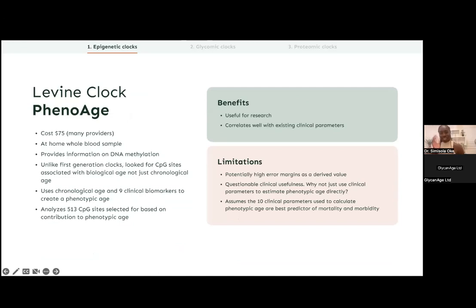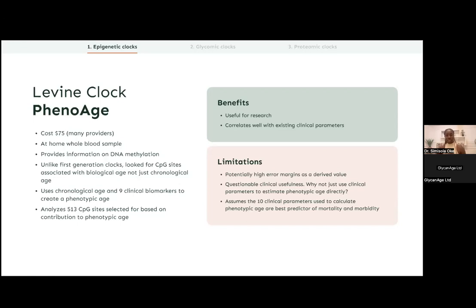Finally, this is the last epigenetic clock I'm going to speak about, so we will move on. We have the Levine clock. So Levine, again, is another really big name in this space. And the clock associated with Levine is the PhenoAge clock. So this is probably the cheapest clock that I'm aware of, especially in the epigenetic space. Costs about $75. Then lots of different people provide this test.